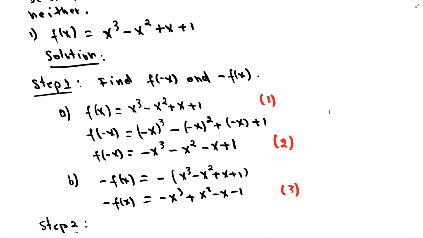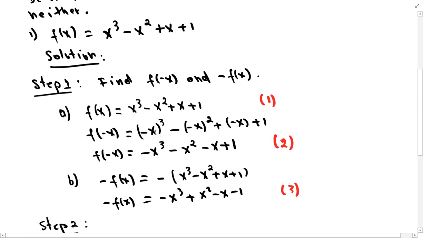So the first step will be to find f of negative x and negative f of x. When you get them, we'll then do some comparison. So here's f of x, which is x cubed minus x squared plus x plus 1. And then we go and find f of negative x, where we evaluate the function f of x at x equals negative x.